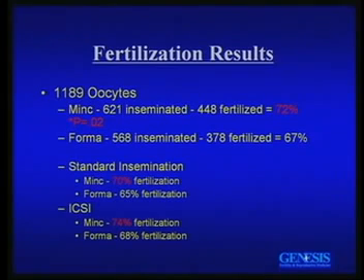There were a total of 1,189 oocytes inseminated, 621 in the MINC. Fertilization rate was 72% overall. In the formas, 568 were inseminated with a fertilization rate of 67%, and there is a significant difference there. I broke that out into whether they were standard inseminations or ICSI inseminations. The fertilization rate in the MINC for standard inseminations was 70%, and in the formas was 65%. Again, these are sibling oocytes. With ICSI, the MINC fertilization rates were 74%, and the formas 68%.